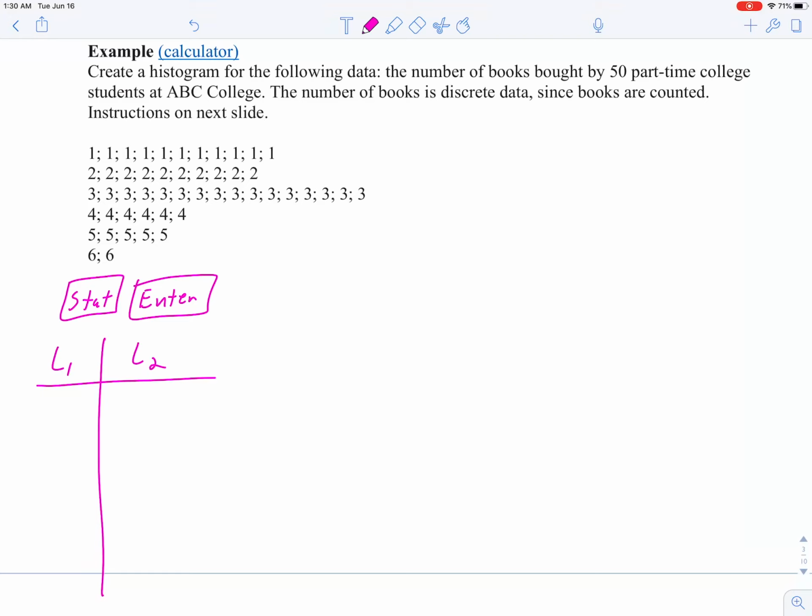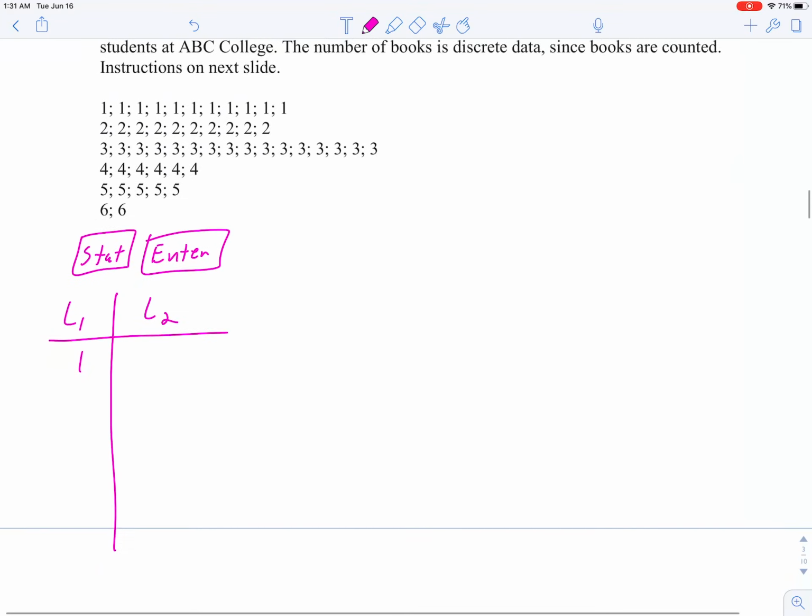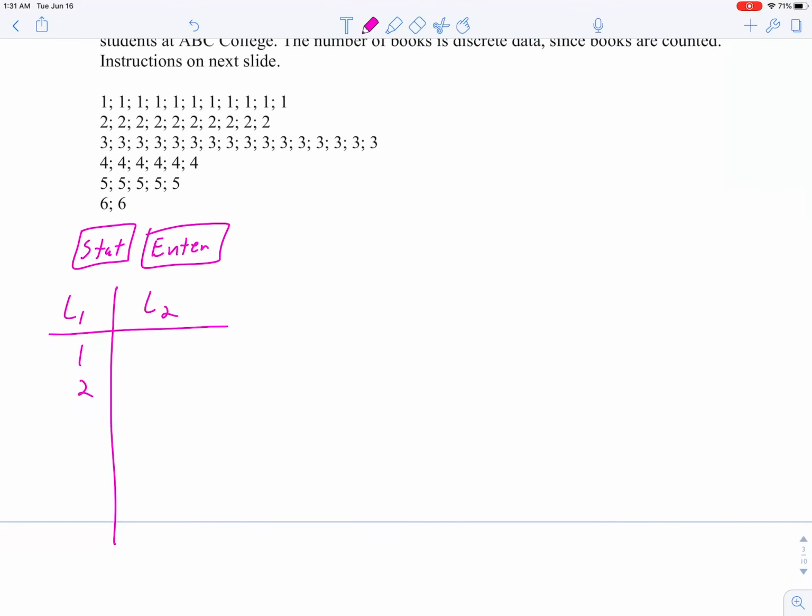All right, so in L1, we're going to put all the different data values. So these are the data sets. So we have 1s, we have 2s, 3s, 4s, 5s, and 6s, right? So that's what we're going to put in here. So you're going to hit the number 1, then hit Enter. Then number 2, Enter, 3, Enter, 4, Enter, 5, Enter, 6, Enter. All right, so those are our different values.